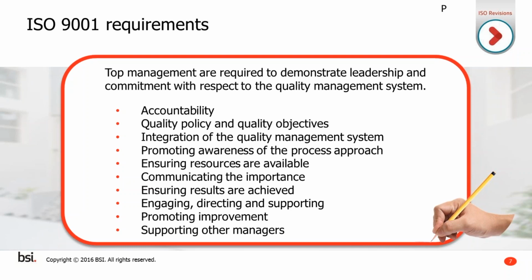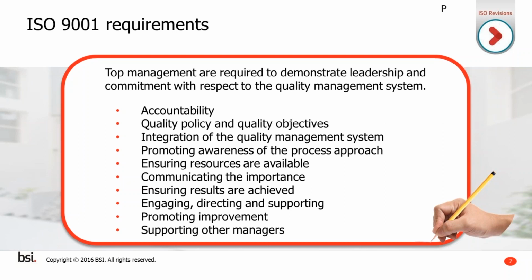The next point is communicating the importance of effective quality management and conforming to the quality management system requirements. So you'd expect top management to be actively involved in communicating the importance of your management system. The next point is ensuring that the management system achieves its intended results. So that again indicates a more proactive form of leadership from the top management in relation to the quality management system.